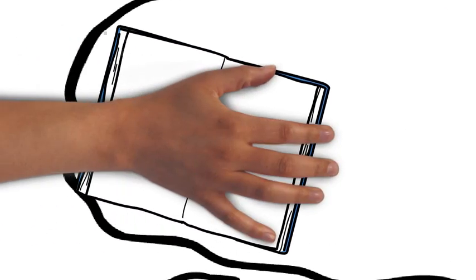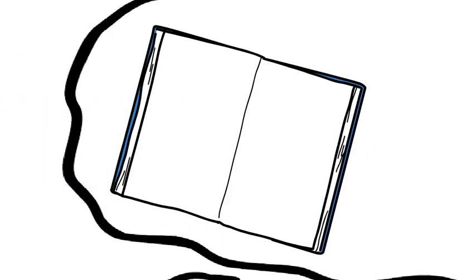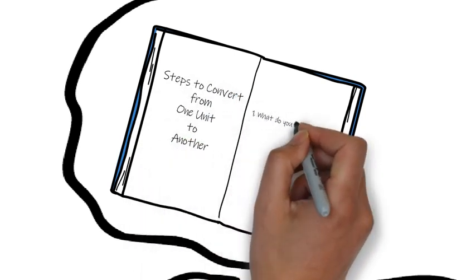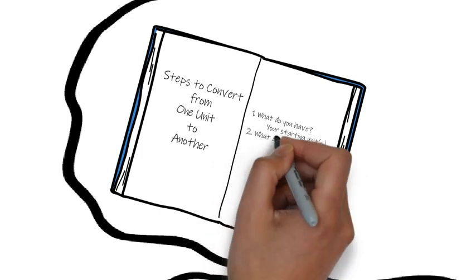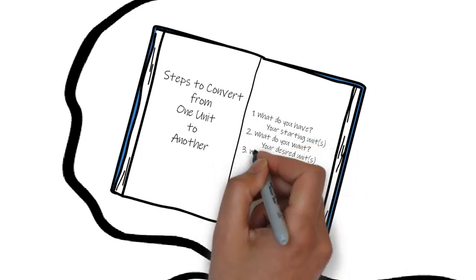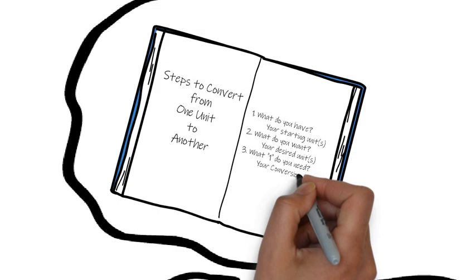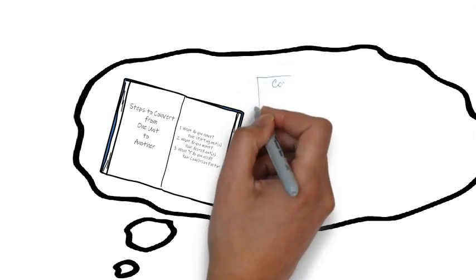Somewhere along the line, I remember that I've had a textbook that allows me to convert from one unit to another. The first step is, what units do I have? Those are our starting units. What units do I need? Those are our ending units. And then what are my conversion factors?